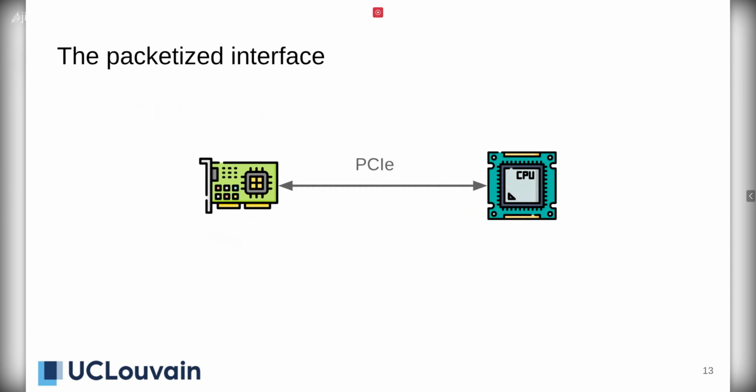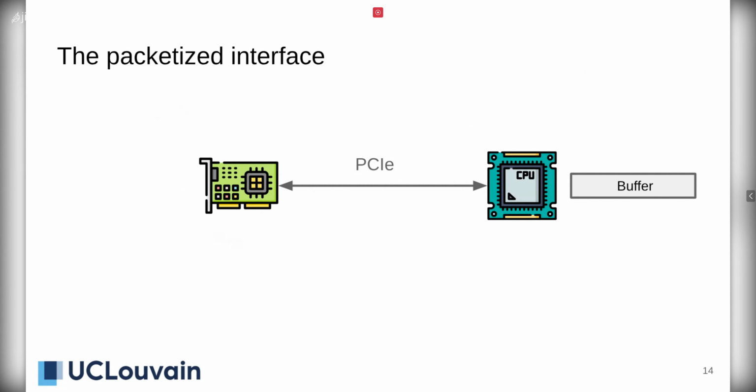So I talk a lot about the packetized interface, but now I'll explain a bit how it actually works in practice. Here we have a CPU and a NIC, which are connected by PCI Express. Imagine that you want to receive a packet. How does it actually work?